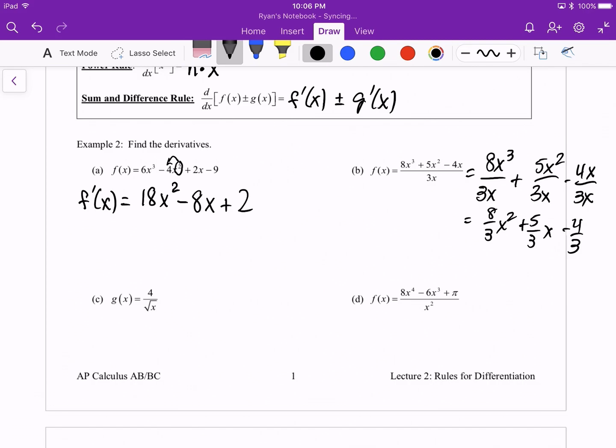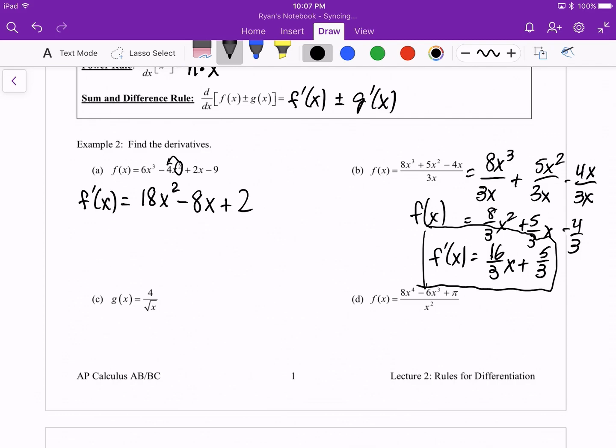Now I haven't done any calculus yet. This is still f of x. All I've done so far is algebra to try and make the problem into a form that I can actually utilize the power rule. So now that it's in that form, I can go ahead and take the derivative. F prime of x is going to equal, I'm going to move the 2 into the front, multiply it by the 8/3 to get 16/3 x to the first power, plus the derivative of 5/3 x, which is just 5/3, and then the derivative of a constant, negative 4/3, of course, is just 0.